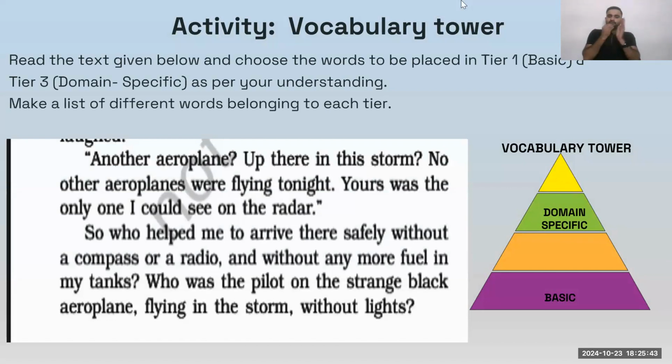Please go through it. And in the chat box, you have to give me 2 tiers, that is basic tier words and domain specific words after reading this given paragraph. So your time starts now.